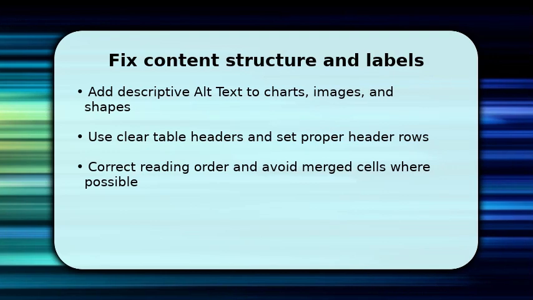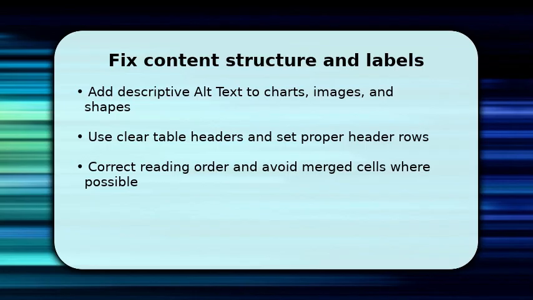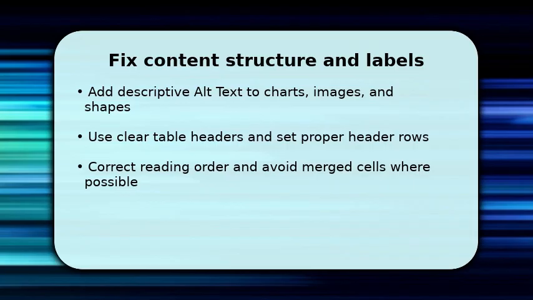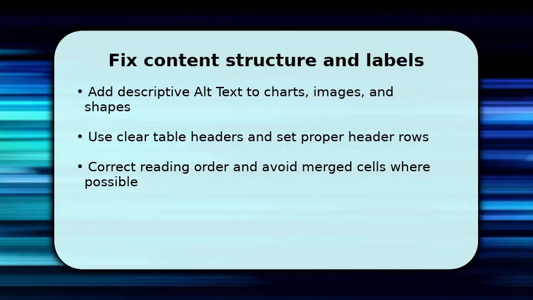Now you fix structure and labels. Add concise alt text to charts and images explaining purpose rather than appearance, because screen readers rely on that description. For tables, ensure the first row is designated as header and use table tools to convert ranges into formal tables. This preserves header semantics. Also, adjust the reading order and remove unnecessary merged cells since they disrupt navigation.